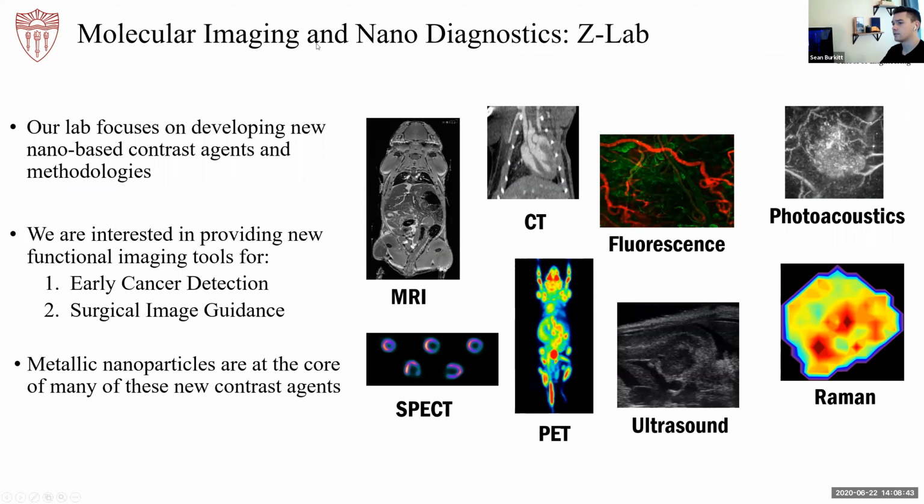Our lab focuses on developing new nano-based contrast agents and imaging strategies, primarily for detection of cancer. I'll get into what nanoparticles are and why they're important as well. We do this with a variety of imaging methodologies. We work with MRI, CT, SPECT, and PET, which are both radio-based imaging strategies. We work with fluorescence microscopy, a little bit with ultrasound, some photoacoustic, and also a lot of Raman imaging, which is what our lab is primarily known for.